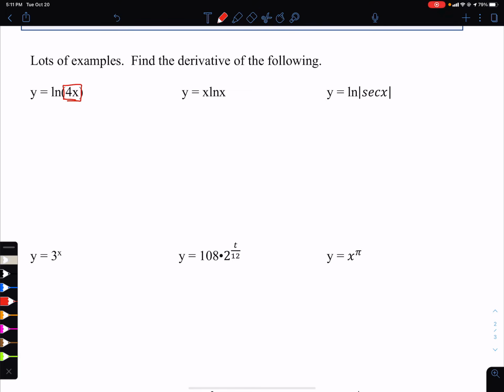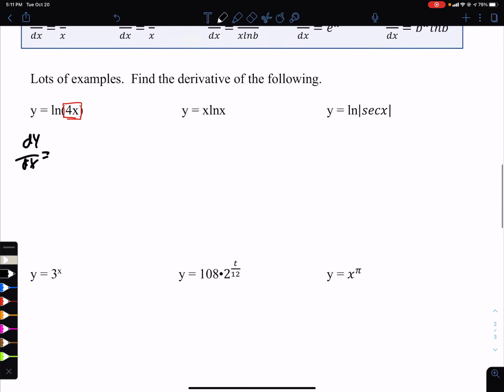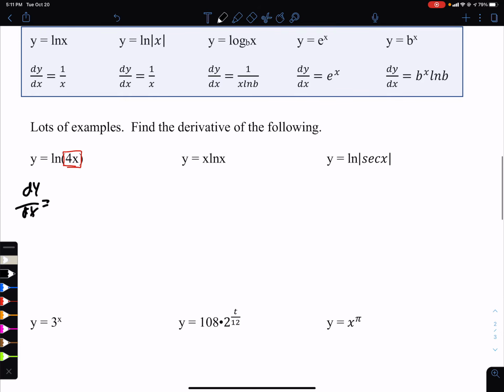We need to use chain rule. There's ln of box. So what's the derivative of y with respect to x? Well, we learned, this is a new one, it's 1 over x, but now it's going to be 1 over box. So the derivative is 1 over box, and we have to multiply by the derivative of box. What's the derivative of 4x? It's 4. Those 4's will cancel, and we get an answer of 1 over x. So that is our first example.